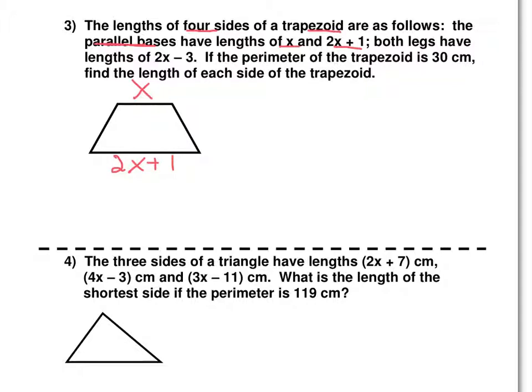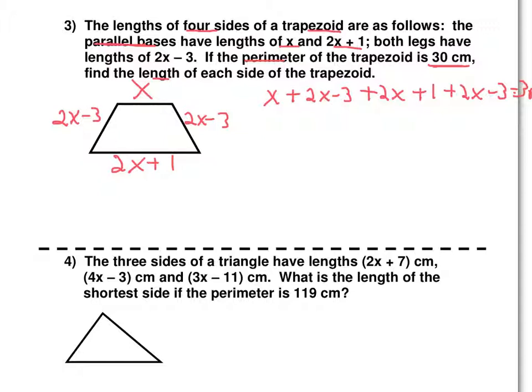So I would draw this figure out. Now both of the legs have lengths of 2x minus 3. So this is 2x minus 3 and this is 2x minus 3. It says if the perimeter is 30 centimeters, find the length of each side. Okay, so this is a multi-step problem. So remember, if you're finding the perimeter, you just add all the sides together. So we're going to add everything together. X plus 2x minus 3 plus 2x plus 1 plus 2x minus 3 equals 30.